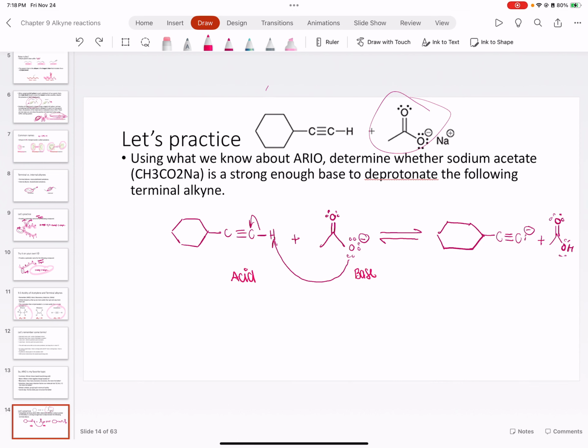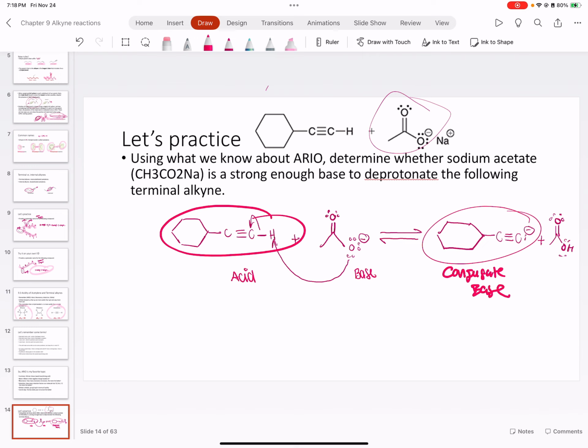So then here I have my acid, right? This one is the similar molecule to it, but on the other side it's gonna be called my conjugate base. And on the other side my base is gonna be called a conjugate acid.